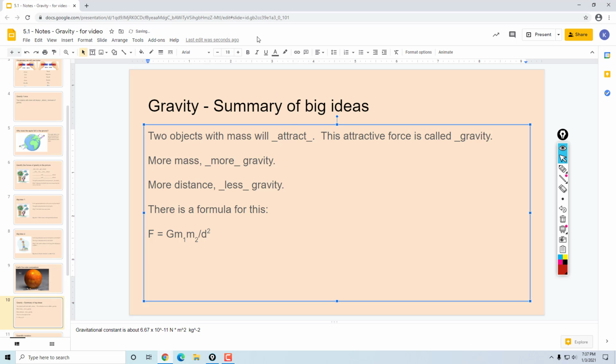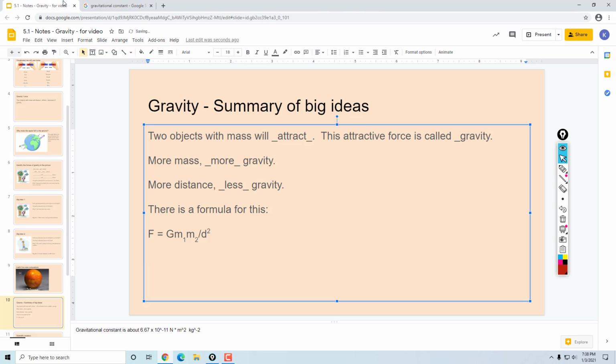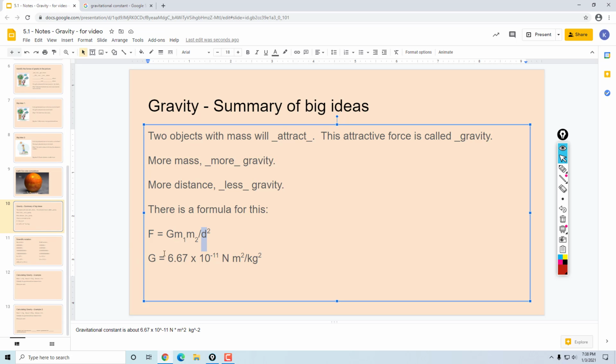G is called the gravitational constant. If we Google it, the gravitational constant is about 6.67 times 10 to the negative 11. And it's Newton times meter squared divided by kilogram squared. What does that mean? We'll figure it out in a bit. m1 and m2 are masses of the objects. d is the distance.